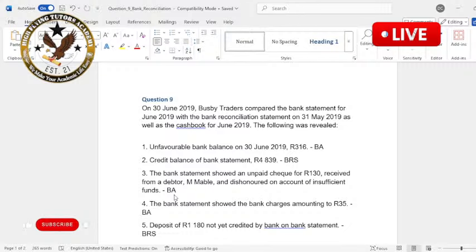So this is where we are going to BRS, because remember, on this question, if the deposit is not credited by the bank, it means the omission is in the bank, or the error or the mistake is in the bank. So we need to go and correct the bank or fix in the BRS. So we're gonna go to the BRS, right there on our answer sheet.